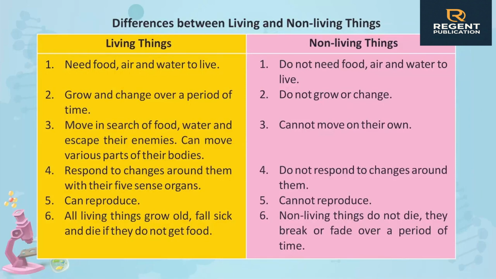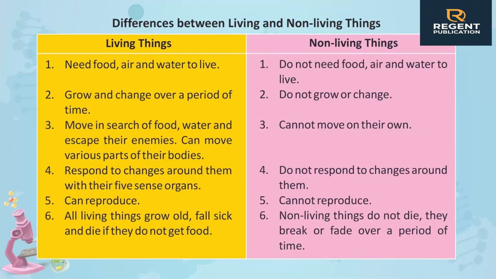Differences between living and non-living things. Living things need food, air and water to live. Non-living things do not need food, air and water to live. Living things grow and change over a period of time. Non-living things do not grow or change. Living things move in search of food, water, to escape their enemies, and can move various parts of their bodies. Non-living things cannot move on their own. Living things respond to changes around them with their 5 sense organs; non-living things do not respond to changes around them. Living things can reproduce; non-living things cannot reproduce.